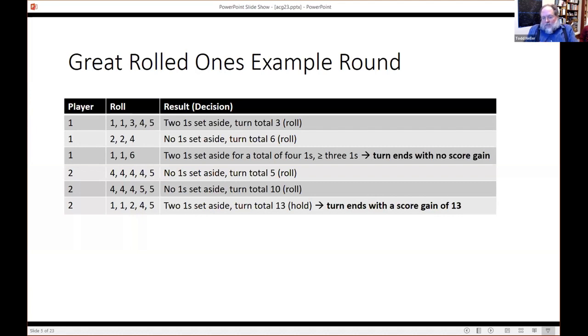This 13 will never be at risk. The only thing that is at risk in the game is a person's turn total. So player 2 is locked in 13 points for the rest of the game.